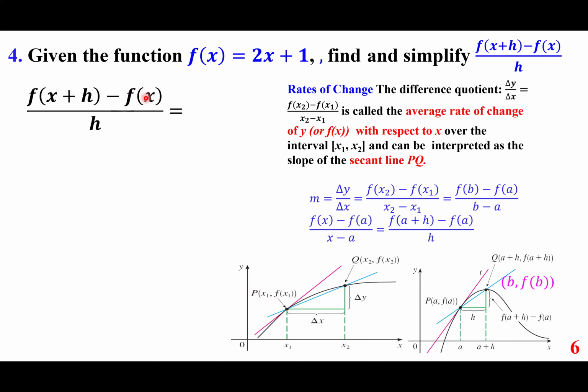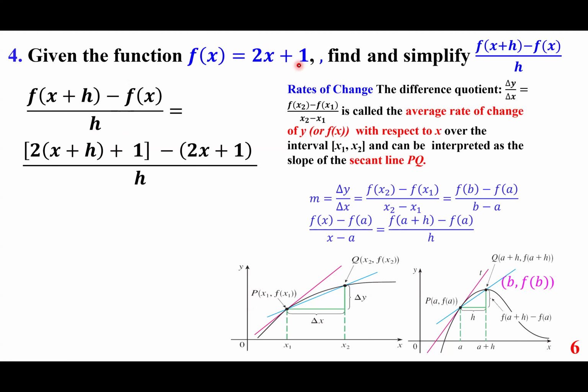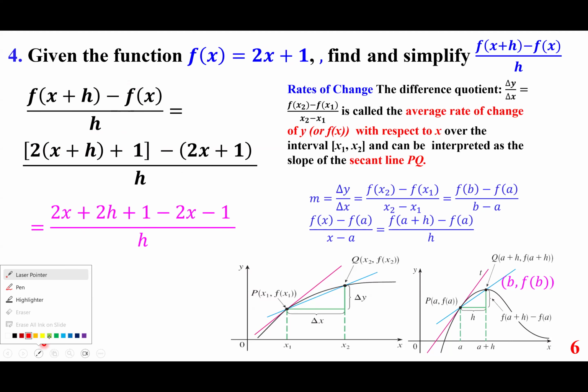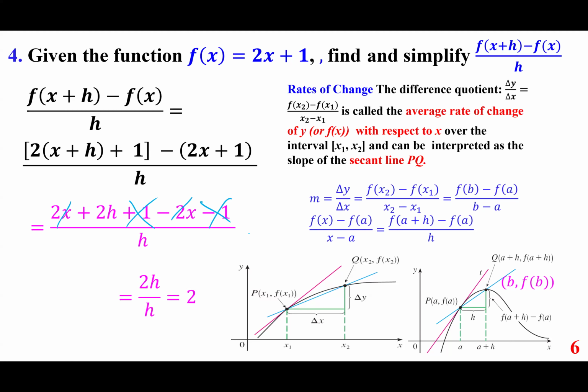So obviously, f of x is itself, h is h. What is f of x plus h? Replace the x with x plus h. 2 times x plus h plus 1. You want to simplify this? Distribute: 2x plus 2h plus 1 minus 2x minus 1. So we get 2h over h, which is equal to 2.